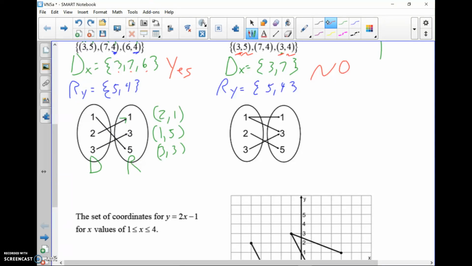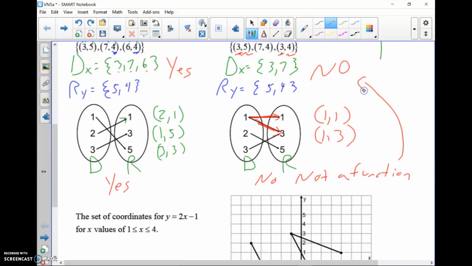Is this a function? Well, nothing here is repeated. 1 is only going to one spot, 2 is going to one spot, 3 is going to one spot. So yes, this is a function. Our second example, this is my domain and this is my range. But the answer here is going to be no, because you see that the number 1 is going to two different places. That would give you the coordinates 1, 1 and 1, 3. So this is not a function. Still a relation, but it's not considered a function. And the same thing up here: because 3 was repeated, it wasn't a function. Here 1 is being repeated in the domain, so not a function.